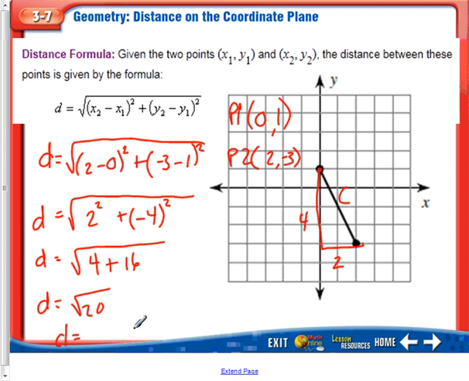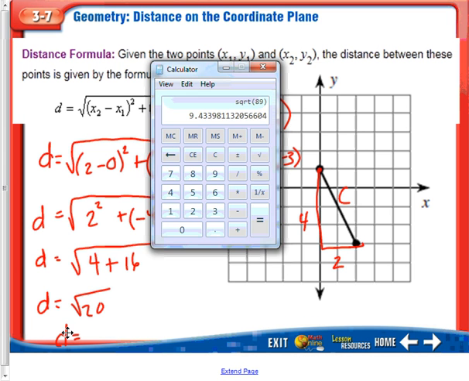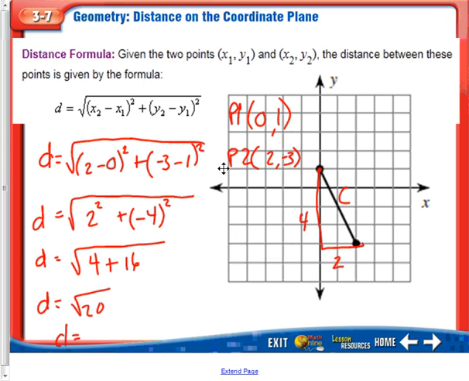And now we can actually find the distance to the nearest unit. So we need to find the square root of 20, which is about 4.5 units. So we'll need to go back into here and say it's about 4.5 units is our distance between point 1 and point 2. So from this point to this point, it's about 4.5 units.